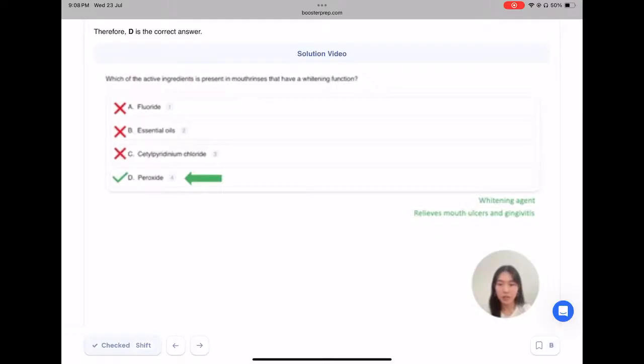Peroxide is also added to mouth rinses as they can reduce irritation caused by gingivitis and soothe mouth ulcers. But with peroxide mouth rinses, excess use or using concentrations that are too high can cause irritation and redness, so it is important to be aware of this side effect.